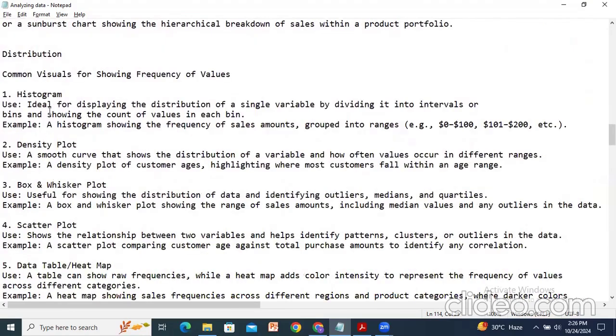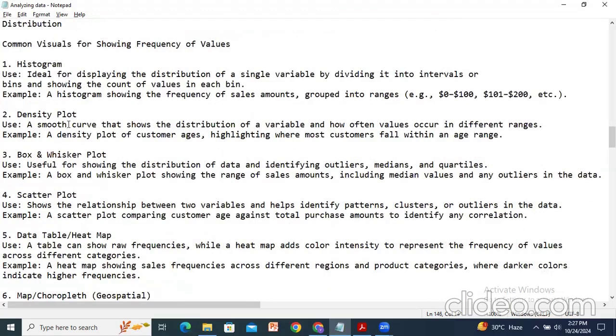Next, distribution. For distribution, we'll go with the histogram. This histogram is mainly to show the frequency, like the number of customers in each sales range. For example, 0 to 100, 100 to 200, etc. And density plot: this density plot shows customers falling within an age range, like the customer ages.